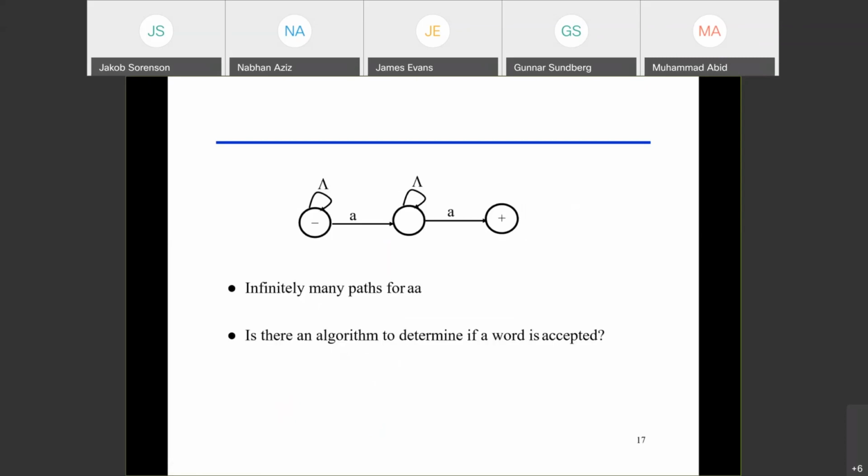So now we have this another machine here, with infinitely many paths. So is there an algorithm to determine if a word is accepted? Yes, there is an algorithm. We can figure that out. So now it says there are many ways to reach the final state.